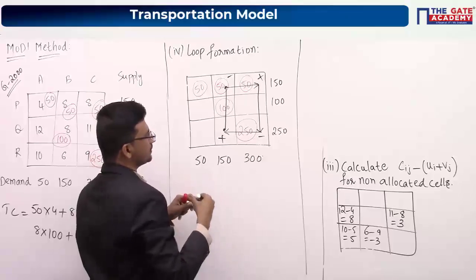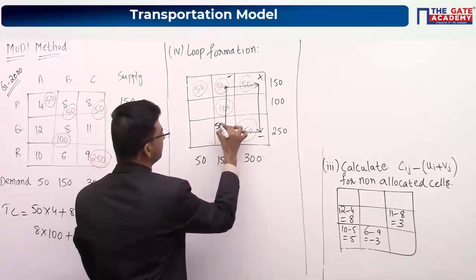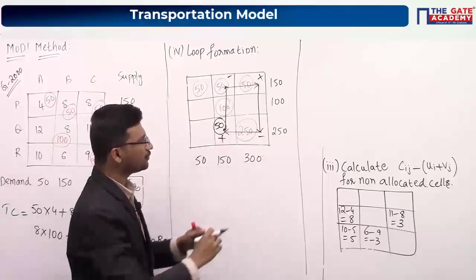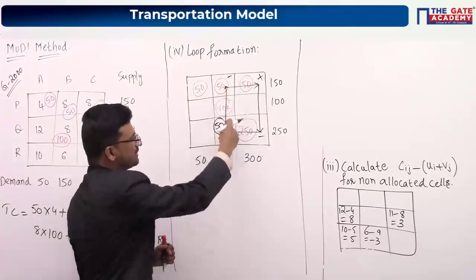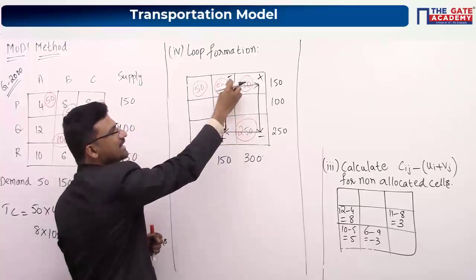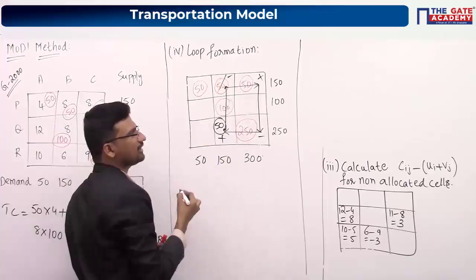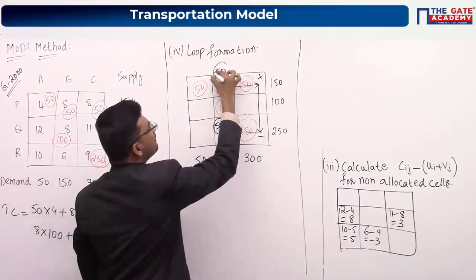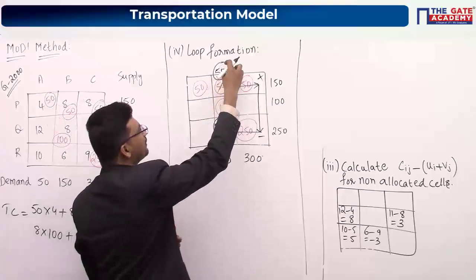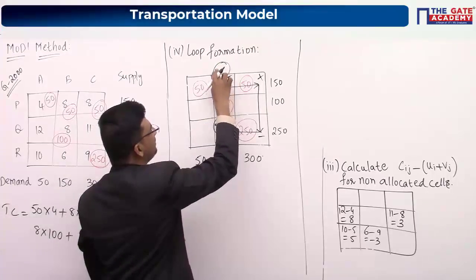I am adding 50 here. So if I am adding 50 here, what do I have to do? This will become 150. I mean, if I am adding 50 here, this cell is a negative cell, so I am subtracting 50 from here. So what will be your new allocation? It will be 50. Okay. If I am subtracting, it will be 0.